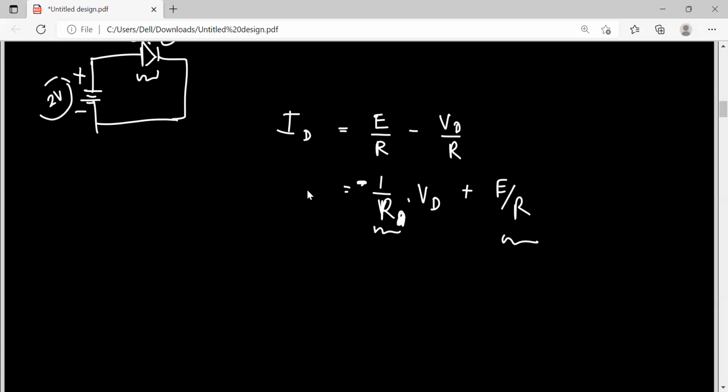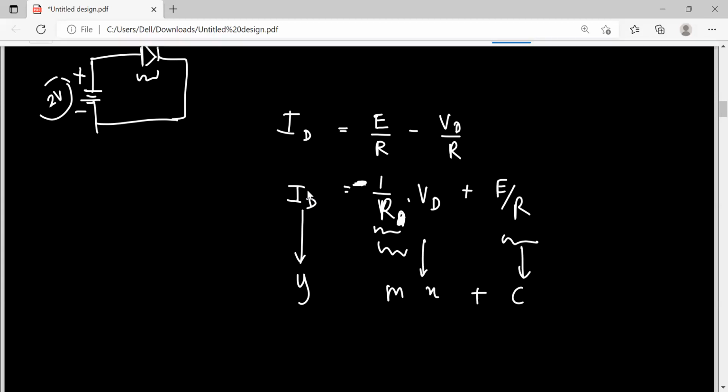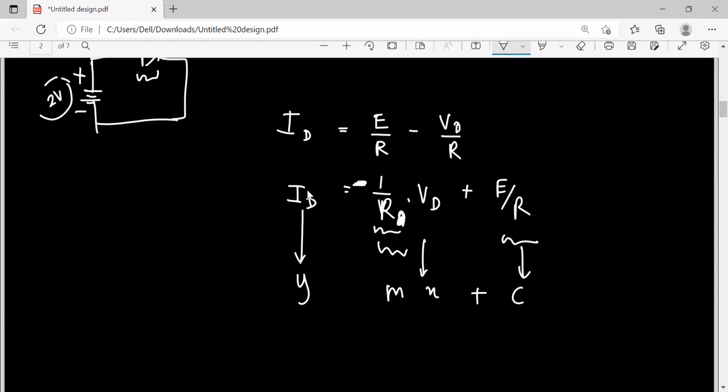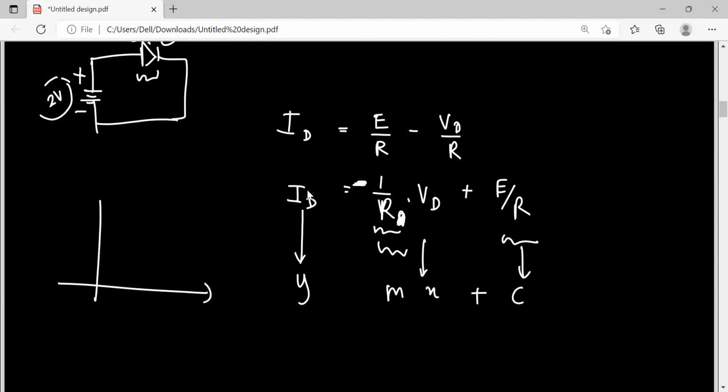I hope you have clearly understood that this is going to be a straight line graph, because this is y, this is a constant m, and this is x, plus c. But always remember, the gradient m has a negative sign, so the graph is going to be like this, in this direction. This is going to be ID and VD.